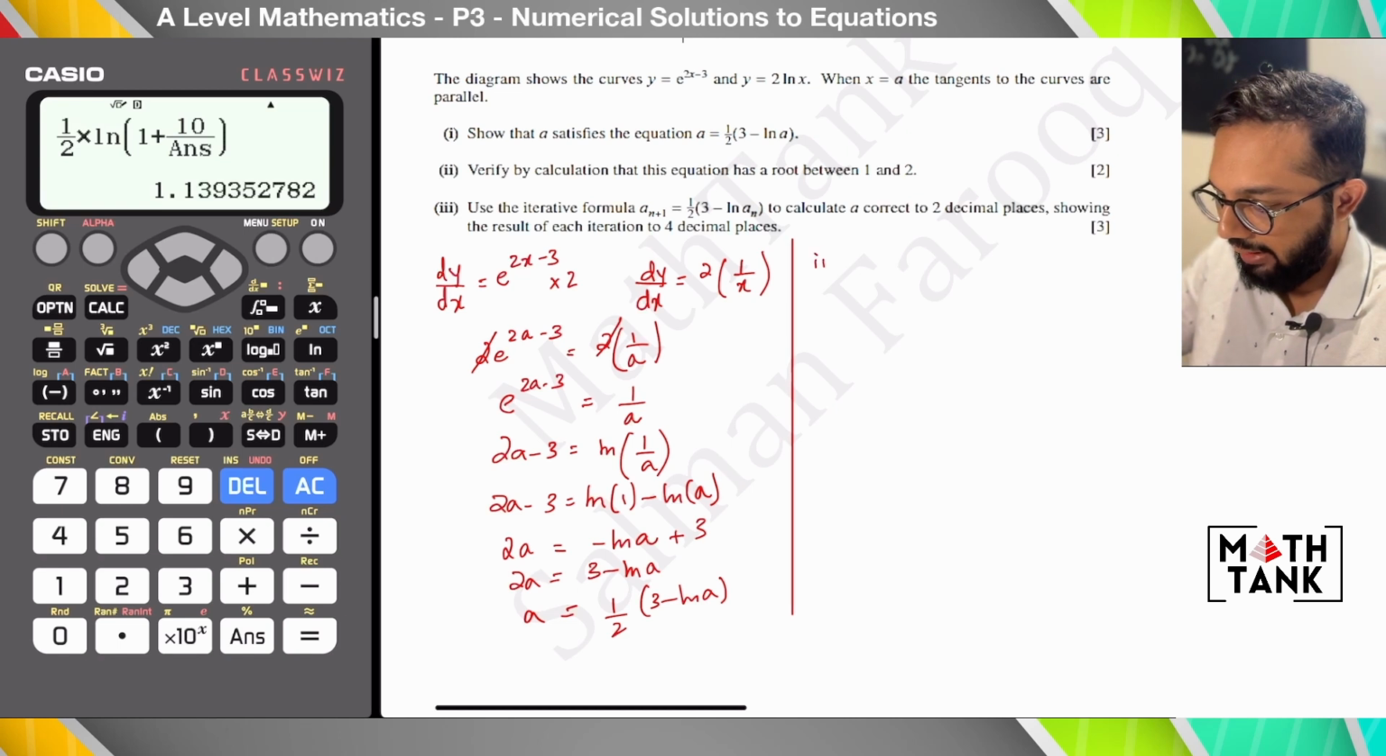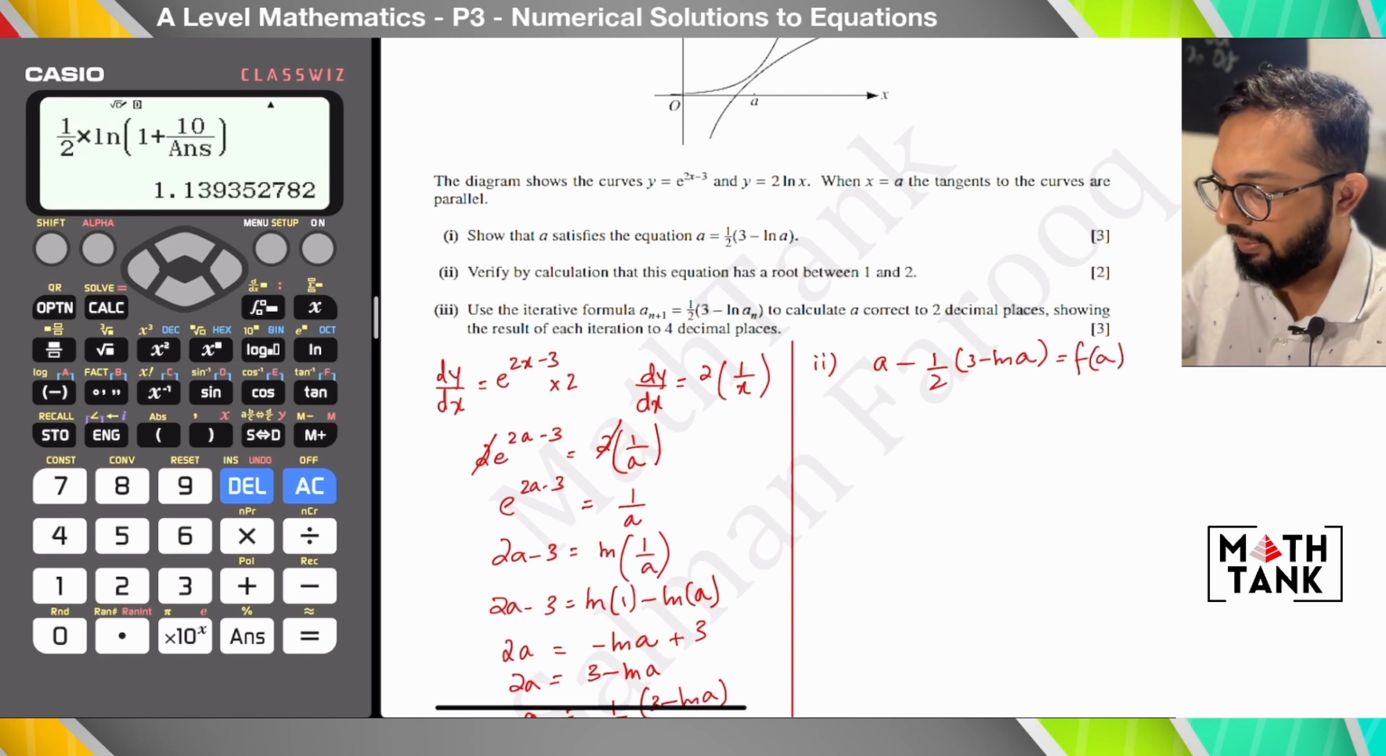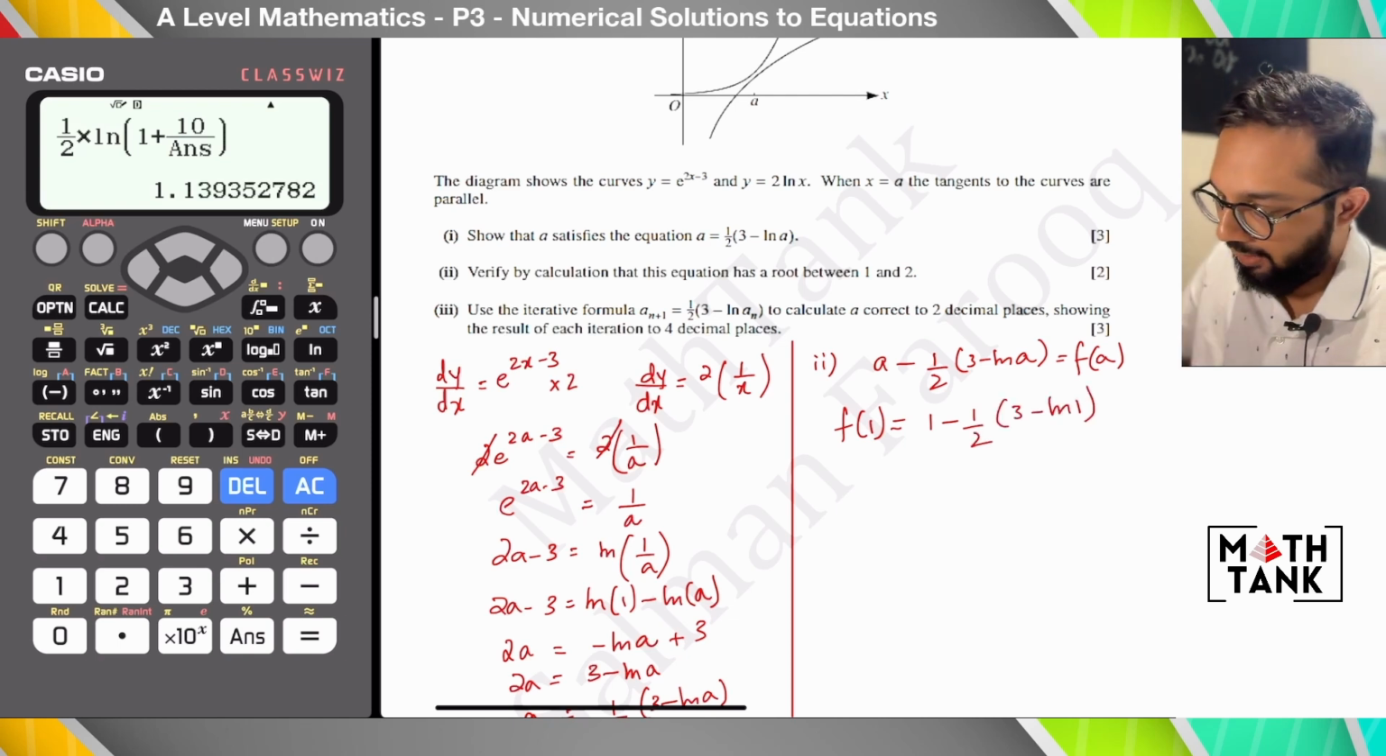Now verify by calculation that this equation has a root between 1 and 2. In order to prove that the root is between 1 and 2, I need to create a function. So I'm going to move everything to one side and create a function. You could do it by cross multiplying, or anything else as well. This is f of a. I'm going to first plug in 1 on the calculator.